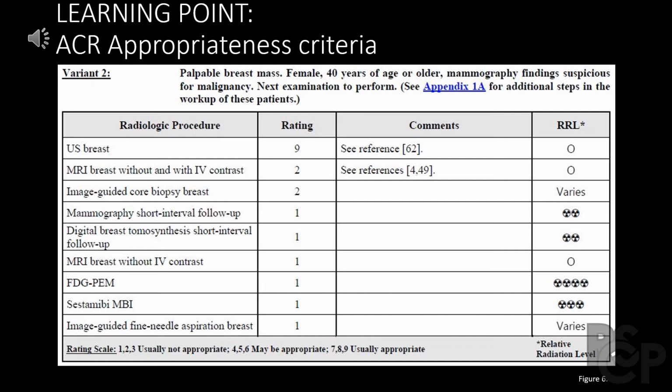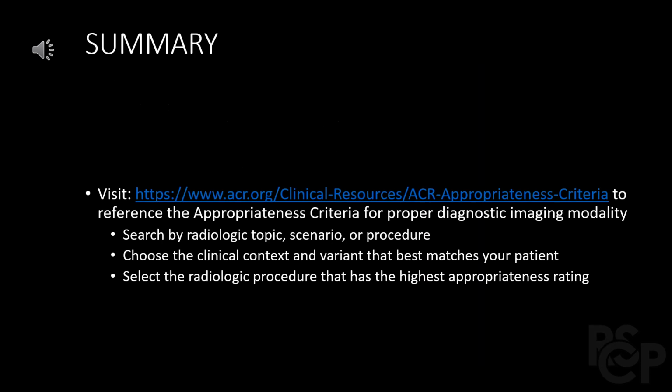This reference card is for the same clinical condition, but an alternate variant, wherein the patient has already had a mammogram that was suspicious for malignancy. In this case, ultrasound receives an appropriateness score of 9, as it may be added for further characterization of the mass. Ultrasound may aid in differentiating a cystic lesion from a solid lesion. However, tissue biopsy is needed to confirm the diagnosis.